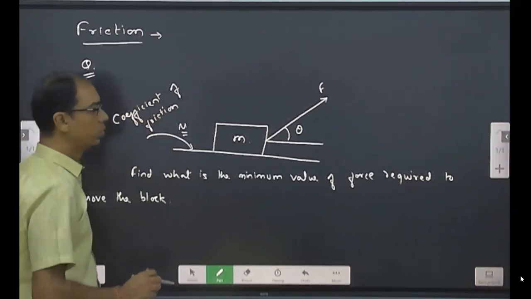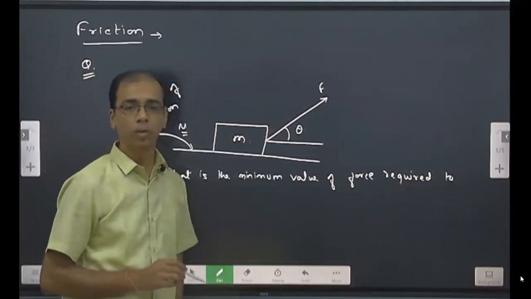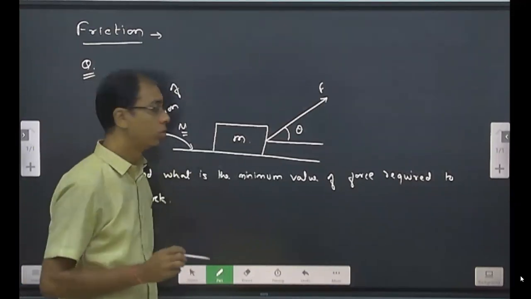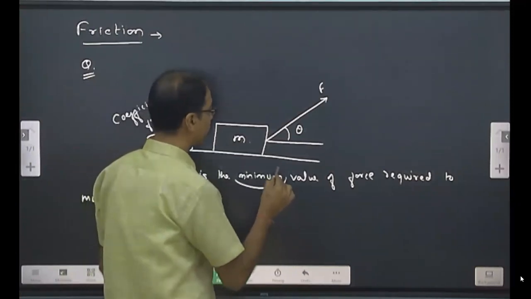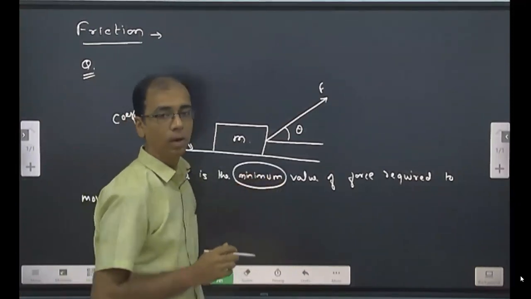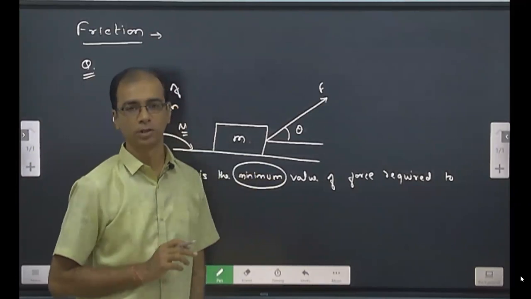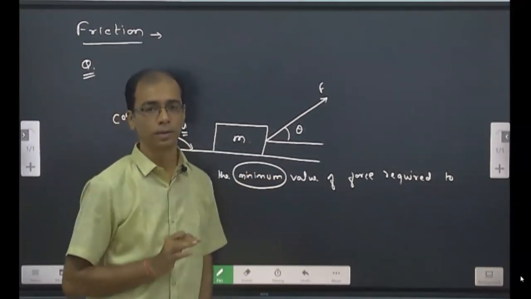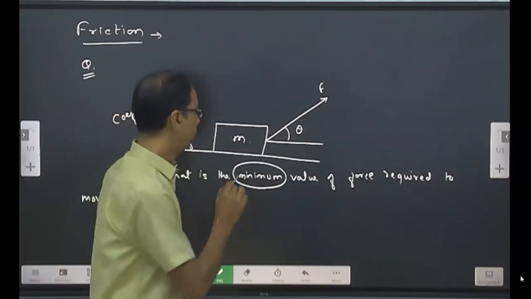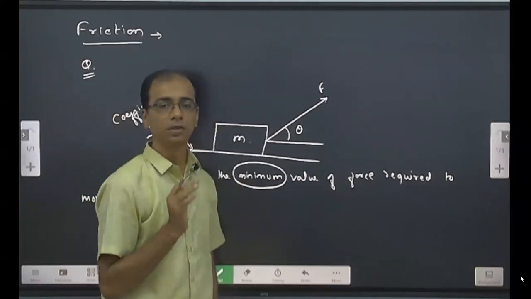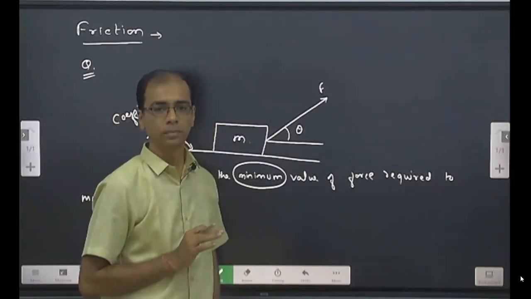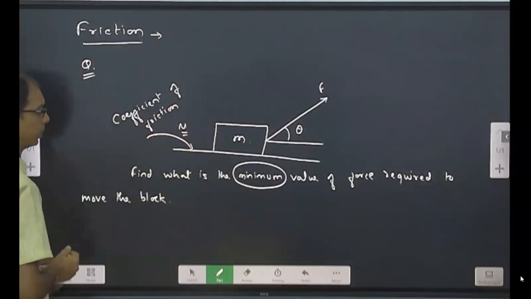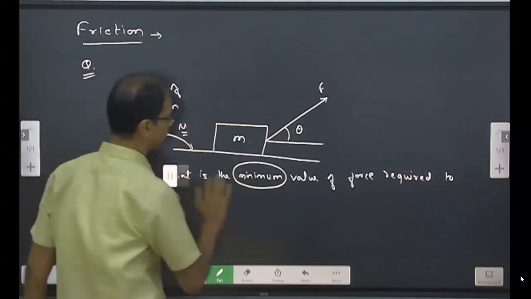See what we can do. First thing, as I told you, whenever minimum or maximum comes in a question, your mind should immediately go to minima or maxima of differentiation. That means differentiation is required. So this is the question here: the minimum value of force required to move the block.